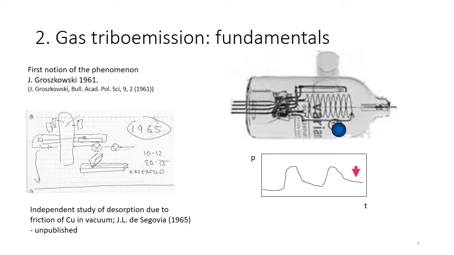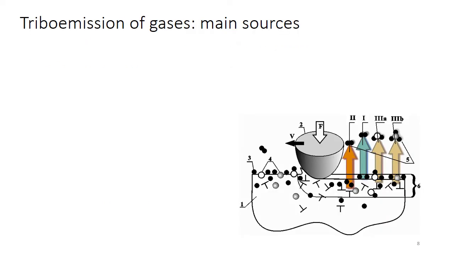Later on, in 1965, and independently of Professor Groszkowski, Professor De Segovia also observed pressure variation in a glass vacuum system when a sample was manipulated, and this caused some rubbing of copper against copper or copper against glass surfaces. However, this phenomenon has not been studied in more detail so far by these researchers.